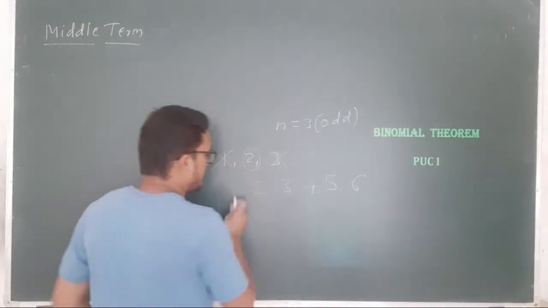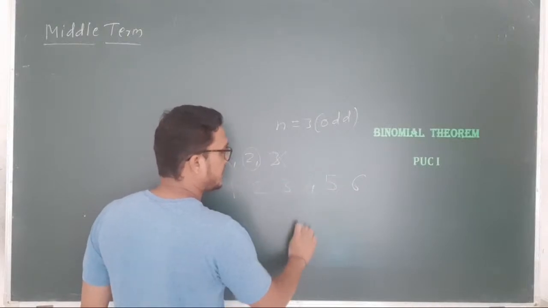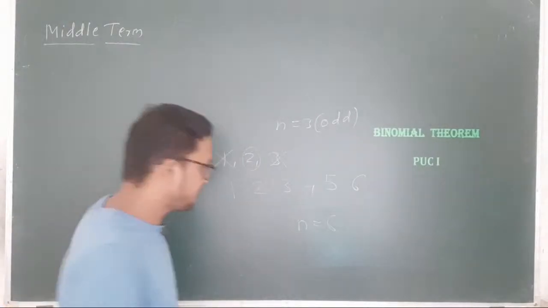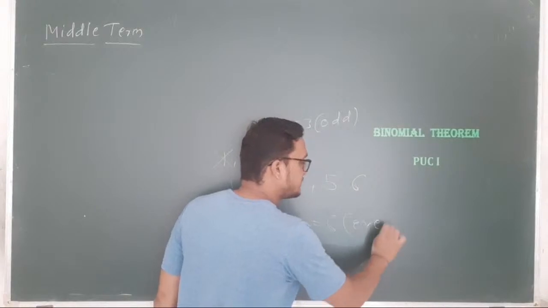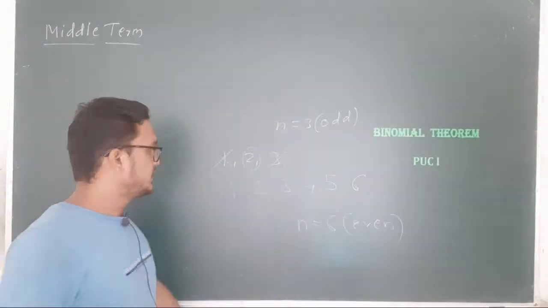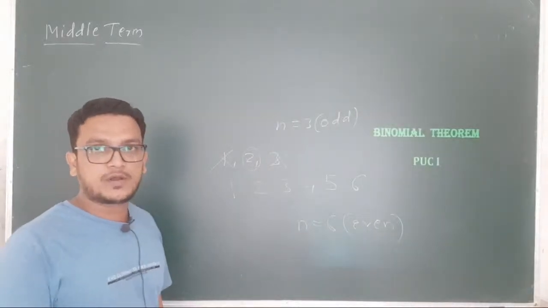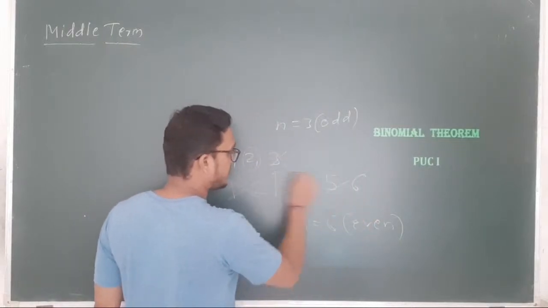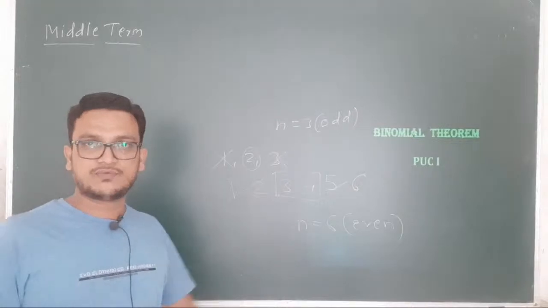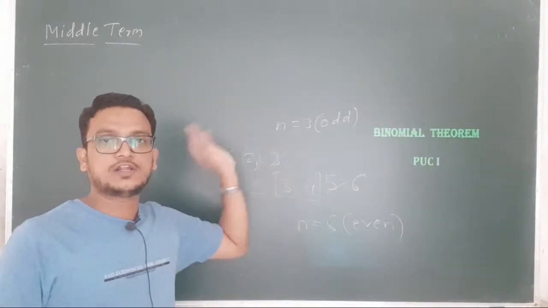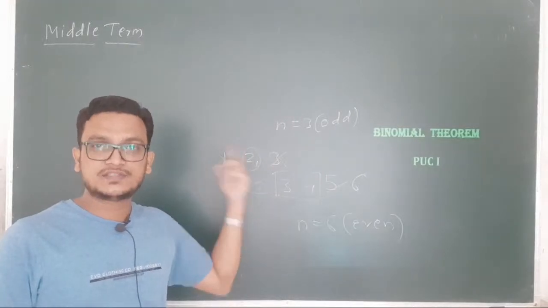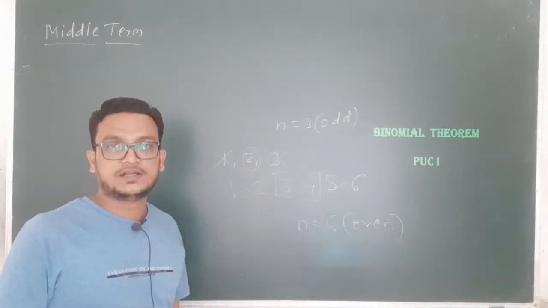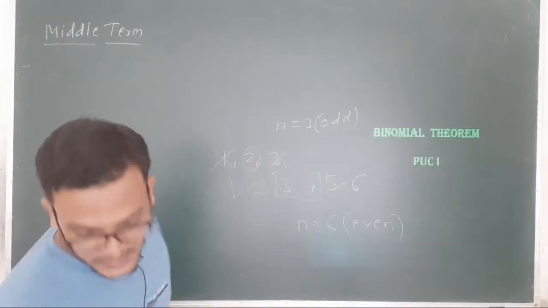Now see here: 1, 2, 3, 4, 5, 6. Here n is equal to 6. How many terms are present? That is 6, so it is an even number of terms. Then how will you find the middle term? You have to skip these 2, skip these 2. How many are left? 2 middle terms are left. So it is clear: when you have an odd number of terms, you get one middle term, and when there is an even number of terms, you get 2 middle terms. But we have to see generally.